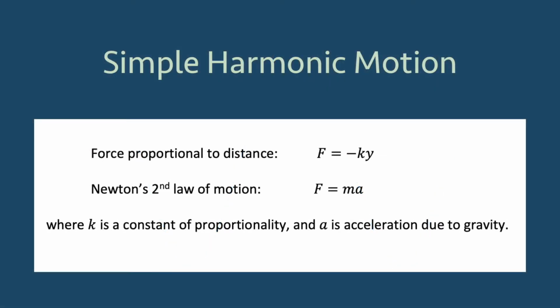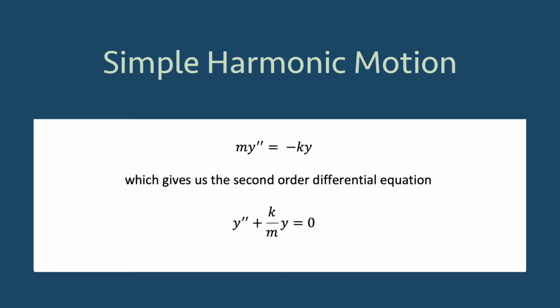In our ideal scenario, the equations related to the terms we mentioned above would be force proportional to distance, capital F equals negative ky, and Newton's second law of motion, capital F equals ma, where k is a constant of proportionality and a is acceleration. In calculus, we learned that the acceleration function is the second derivative of the position function. So we can substitute y double prime for a and set the two equations equal to each other. The result is m y double prime equals negative ky, which gives us the second order differential equation y double prime plus k over m y equals 0.